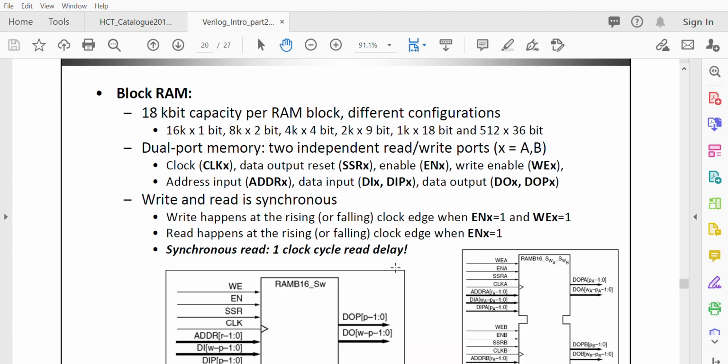Block RAM. 18 kilobit capacity per RAM block, with different configurations, 16 by 1 bit, etc. So many configurations. It is the same thing for Altera or Intel. Dual port memory has 2 independent read-write ports. So clock, data output, reset, enable, write enable, etc. are doubled. Address input, data input, and data output.